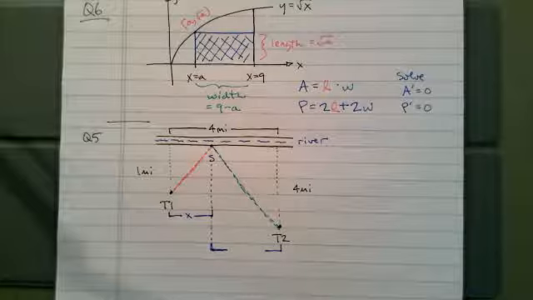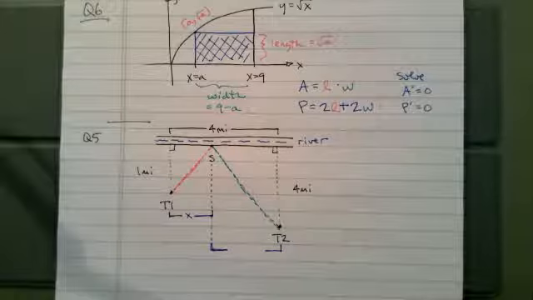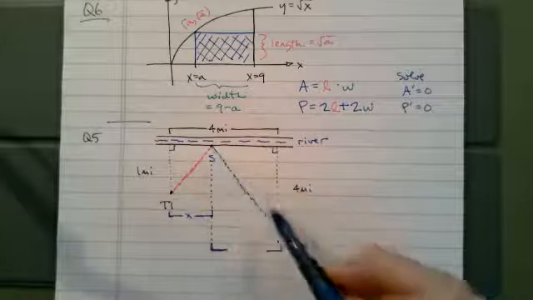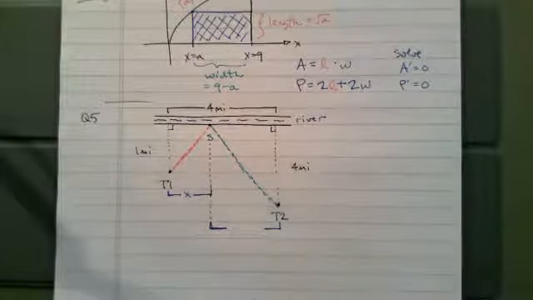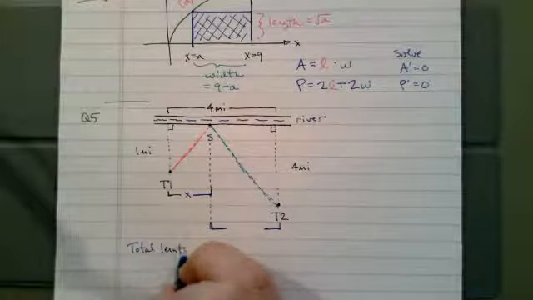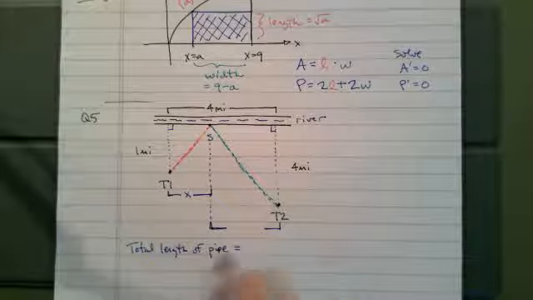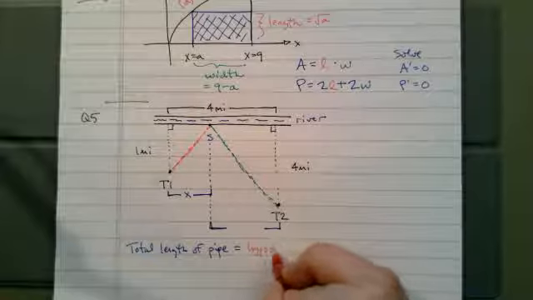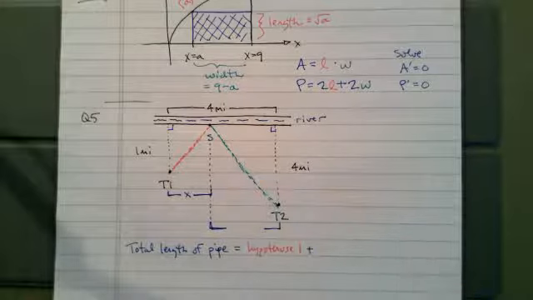And then the next thing we would want to notice is that both of these are at right angles. So the total length of the pipe will be the hypotenuse of one triangle plus the hypotenuse of the second triangle. So the total amount of pipe, total length of pipe, is going to be this hypotenuse and the other hypotenuse.